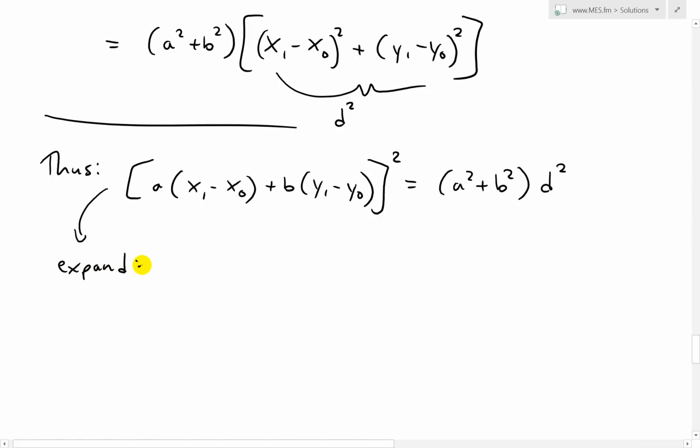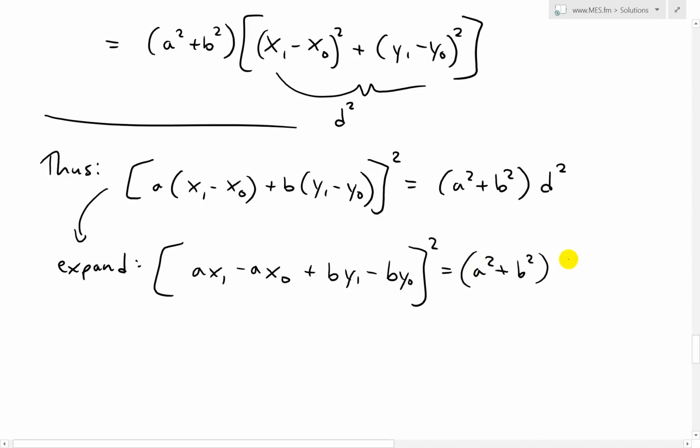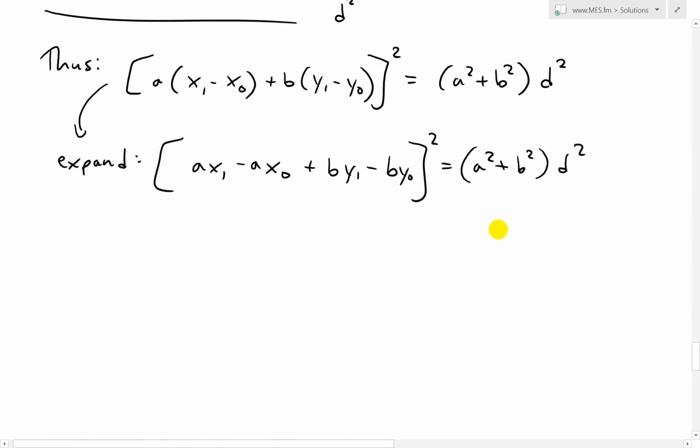So expand, so inside this, when we expand this out, we get ax1 minus ax0 plus by1 minus by0, again squared, equals a squared plus b squared d squared. And now we could just put these together, and then what we'll have is, let's put this one in the front, so we have a squared plus b squared, then we have d squared.